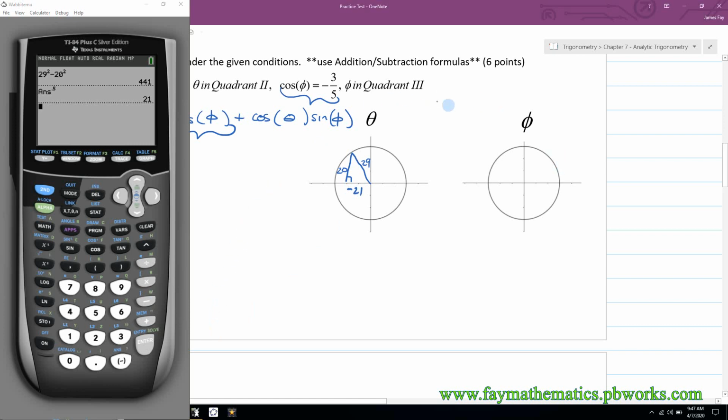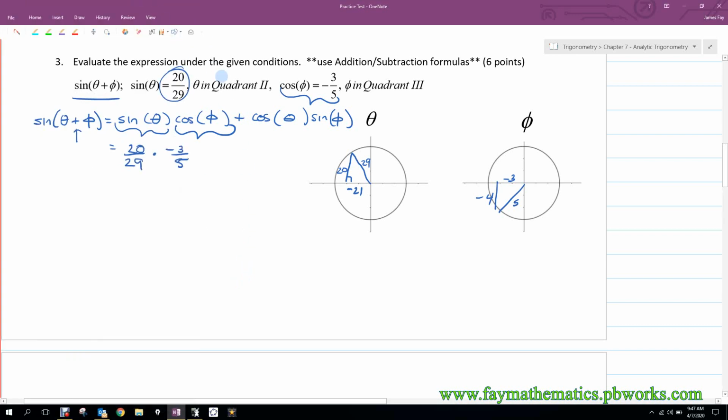Okay. Now I'm going to come over here and do the same thing for phi. We're in quadrant 3. Cosine is negative 3/5. So that's negative 4. Now we can find these. So cosine of theta, that would be negative 21/29, adjacent over hypotenuse. And sine of phi would be opposite over hypotenuse, negative 4/5.